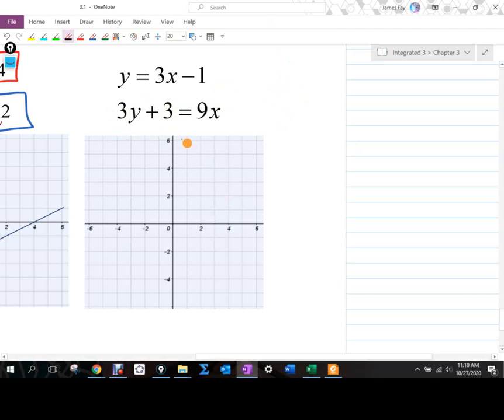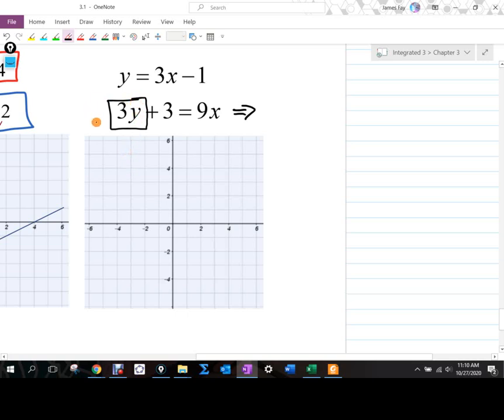You can do one of two things. You can graph them the way we know how to graph them, or you can rewrite this one so that you do have y solved for, okay? So if I want to rewrite this one so that y is solved for, what am I going to do first here?